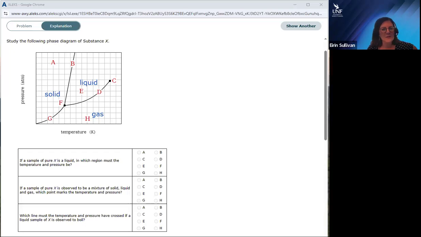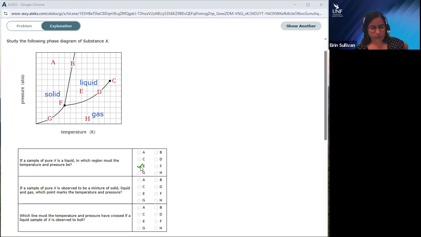Oh, right. So there's quite a few different variations of this question. So I wanted to do another one. I think I did the harder conceptual ones first. So let's have a look at this one. If a sample of X is a liquid, in which region must the temperature and pressure be? So this is going to be the region that we've identified as the liquid region. So that is going to be region E on this particular variation of the diagram.